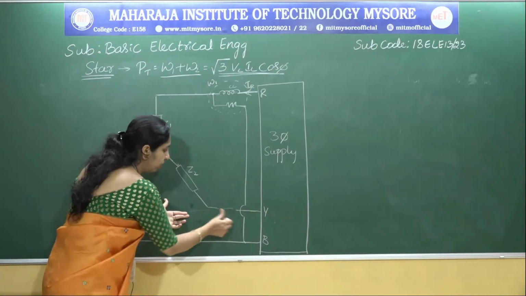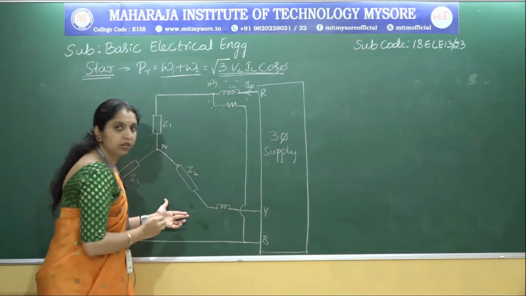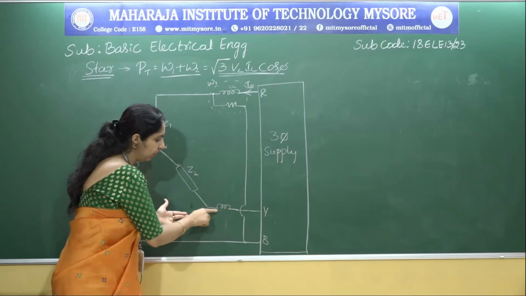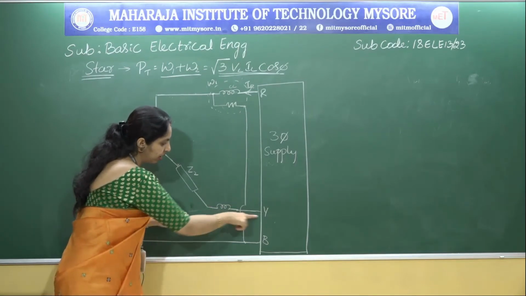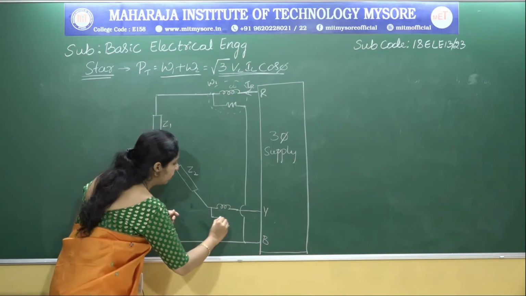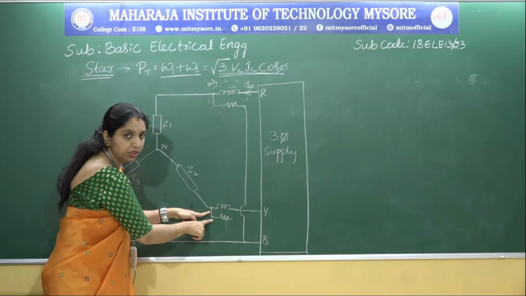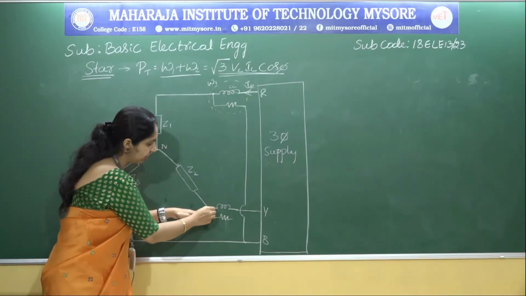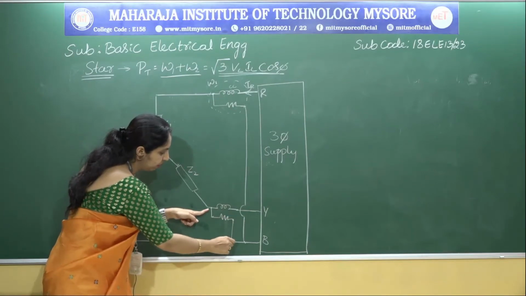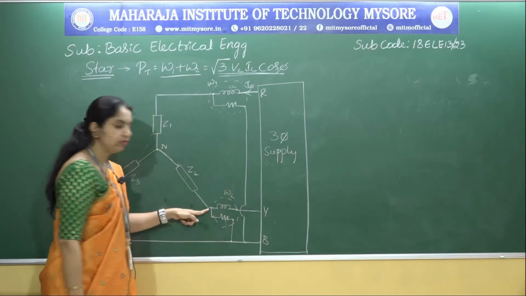Now, again, this is the current coil. We know that the wattmeter should consist of two coils. One is the current coil, which is directly connected to the line, and another coil is the voltage coil. One end of the potential coil, or voltage coil, is connected to this Y, and the other end of the potential coil is given to B. Let us call this W2.